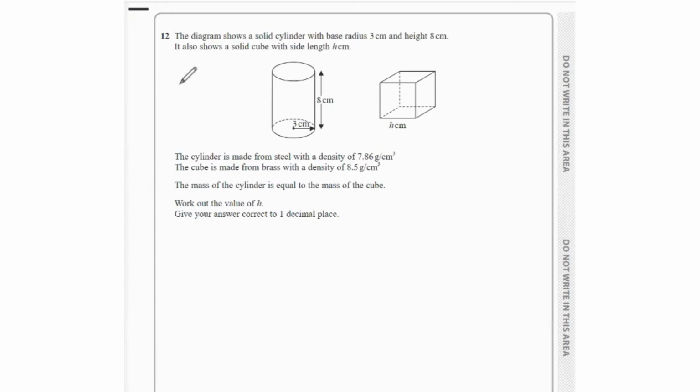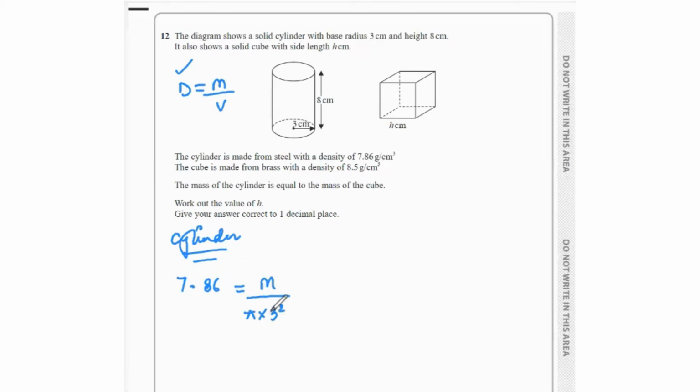So first thing, you need to know that density equals mass over volume. We have the density for the cylinder and the cube. We can find the volume of the cylinder using this information. That would give us the mass. And since mass is the same for both of them, then we can use that mass for the cube and find the length of h. So for the cylinder, density is 7.86 equals mass over volume, which is pi times 3 squared.